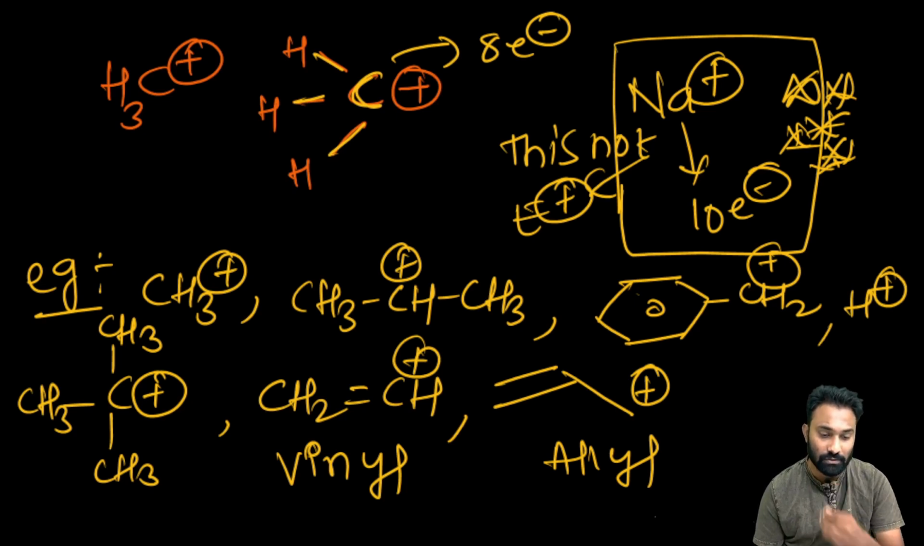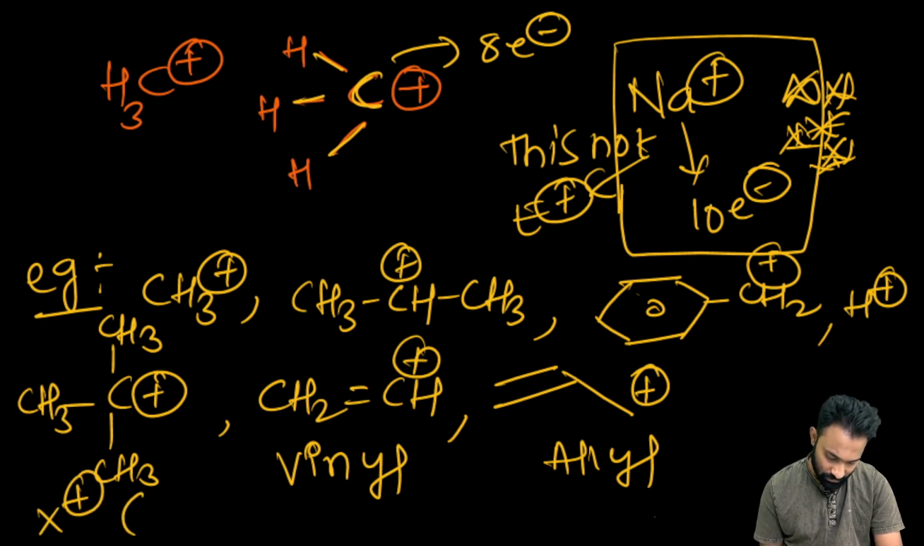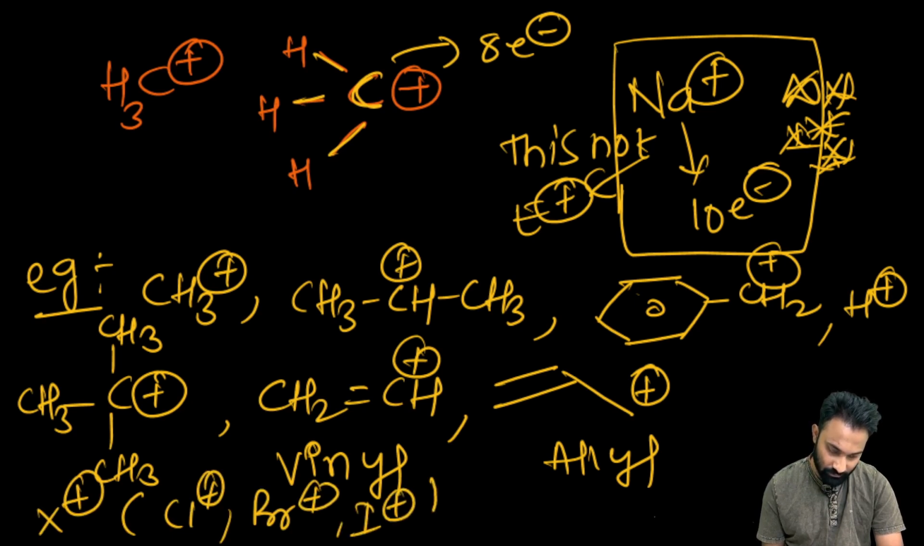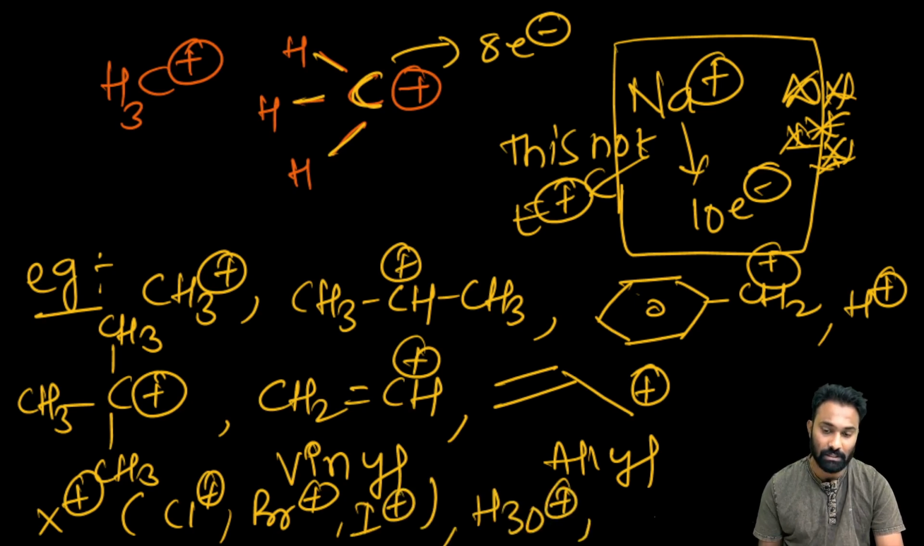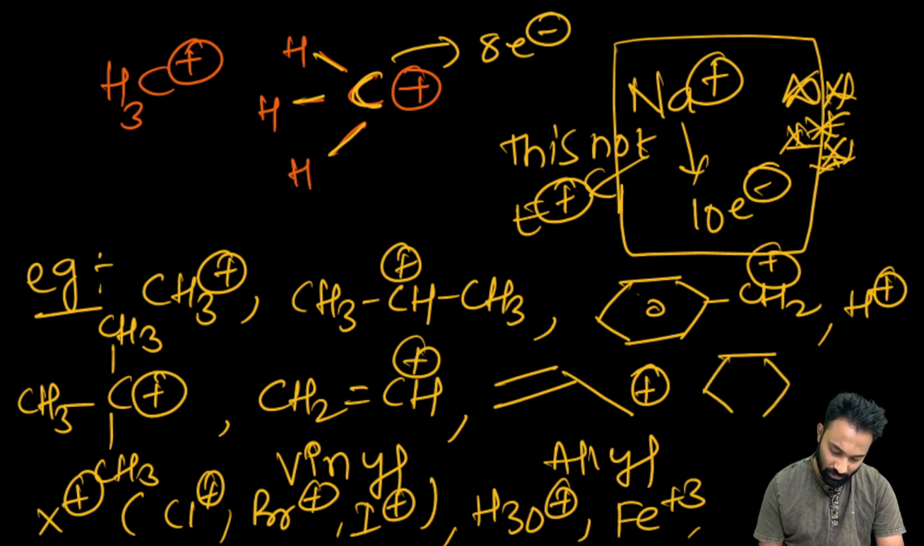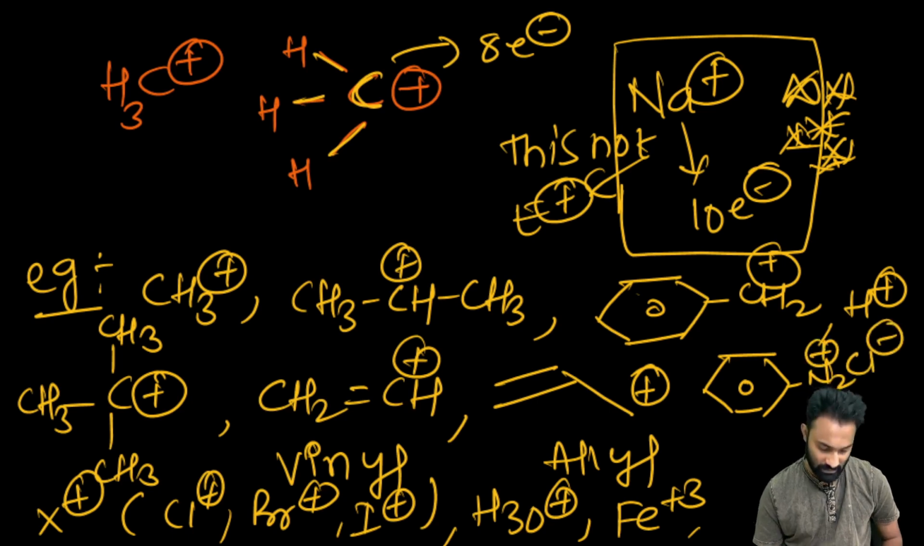Next we have X plus, which indicates Cl plus, Br plus, I plus. Now the hydronium ion, H3O plus. Next Fe plus 3. Next benzene diazonium chloride, N2 plus Cl minus. These are the examples of positive electrophiles.